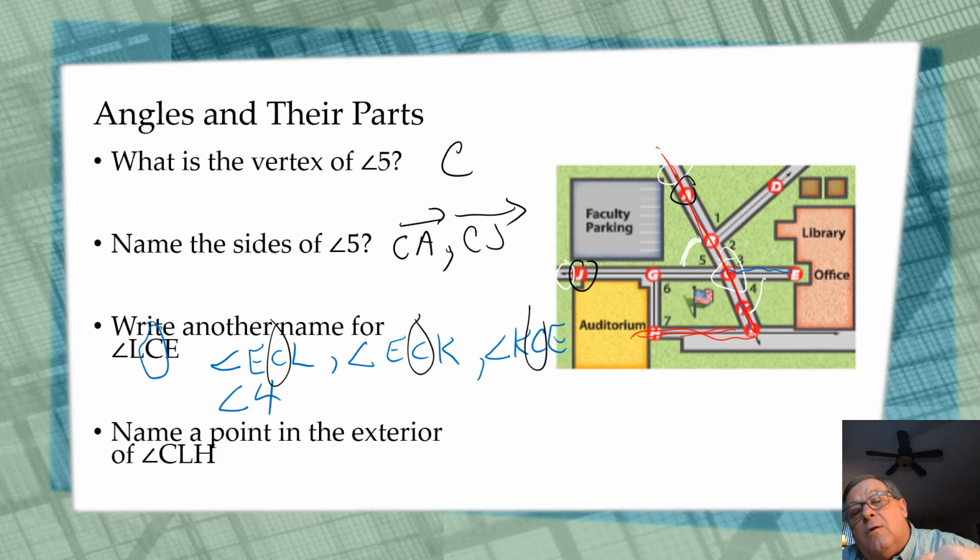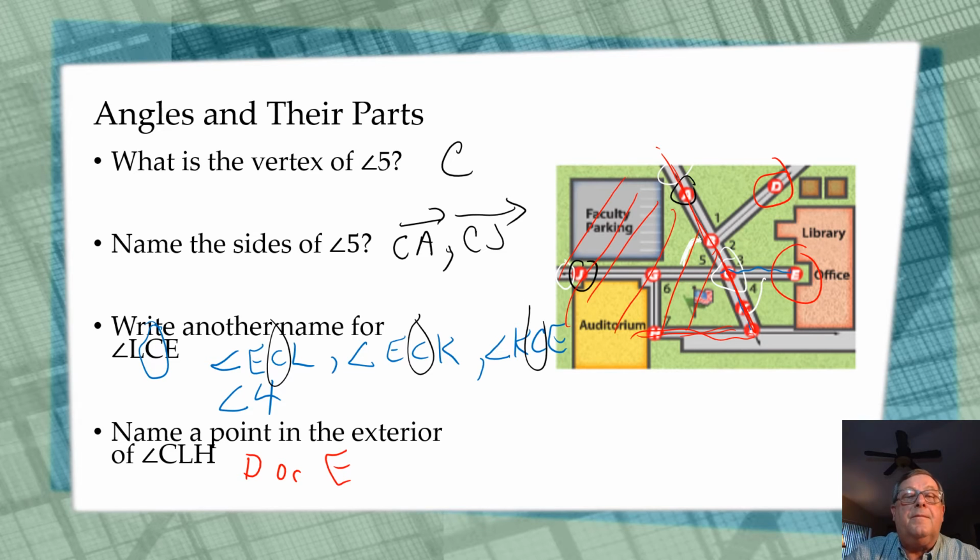If I look at this angle, everything on the interior of this angle, any point there, is on the interior of the angle, where the angle opens up. That's the interior. So if we're going to name a point on the exterior, well, right there, D, that's on the exterior, and E is on the exterior. So I could say either D or E is on the exterior. So there we go. We've looked at some angles and their parts on this diagram of this campus, using their sidewalks or streets or whatever that may be.